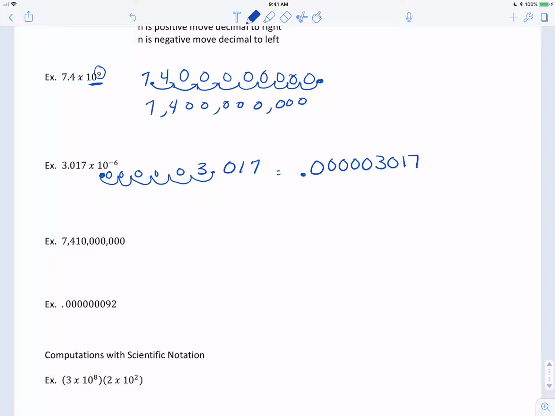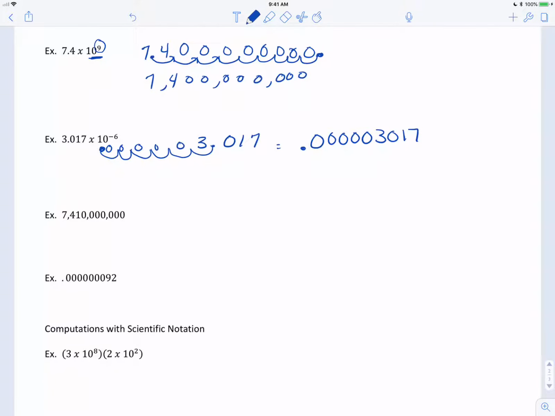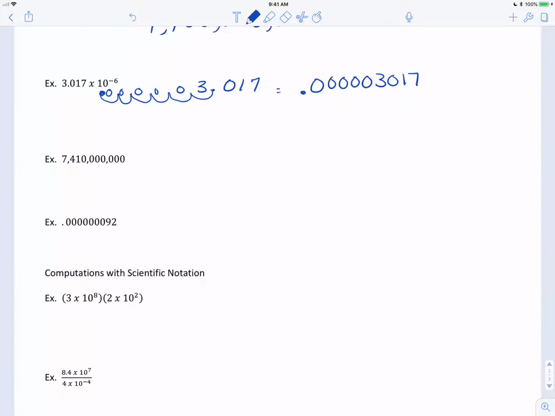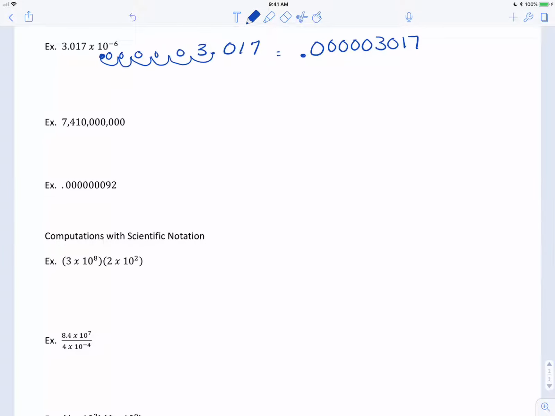So you see how it just makes the number a little bit easier to read if you actually write it in scientific notation instead of this expanded form. But I just wanted to show you how you can write them both ways. So let's talk now about writing them from the number that we have.